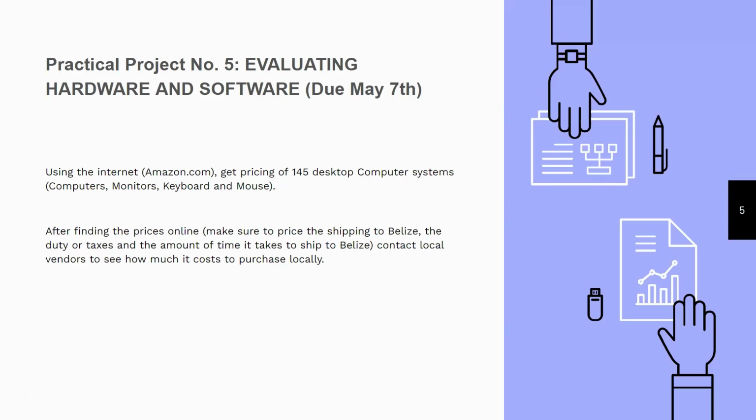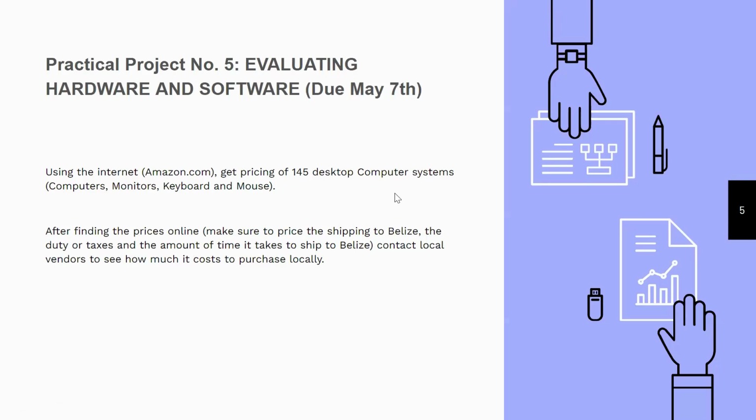After finding the prices online, ensure that the price includes the shipping cost to Belize, any duties or taxes, as well as the amount of time it takes to ship to Belize. You can contact local vendors. There's Angeles Press, there's Full Tech. You can even contact, if you have friends in customs, or you can just go to the immigration website and find out the section on duties and any tariffs that are required.